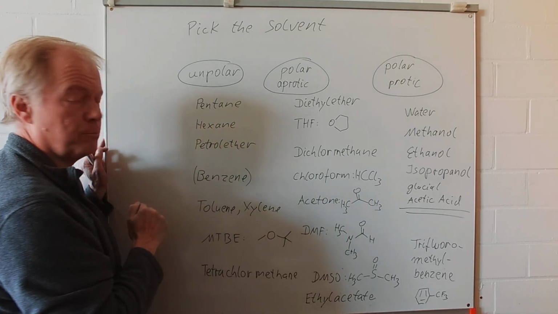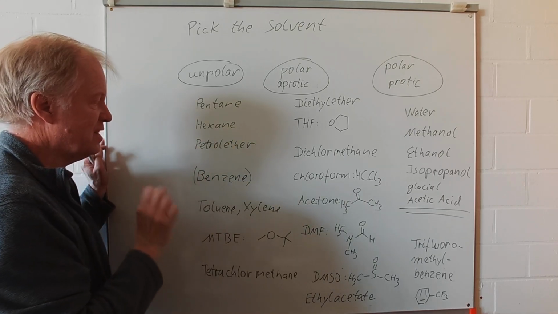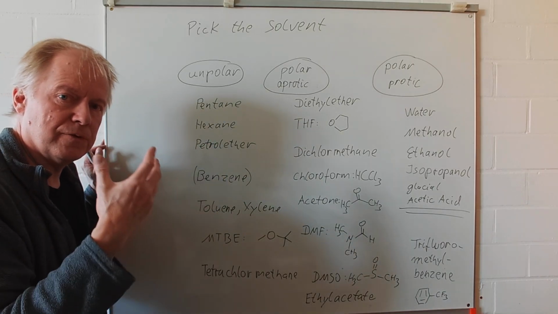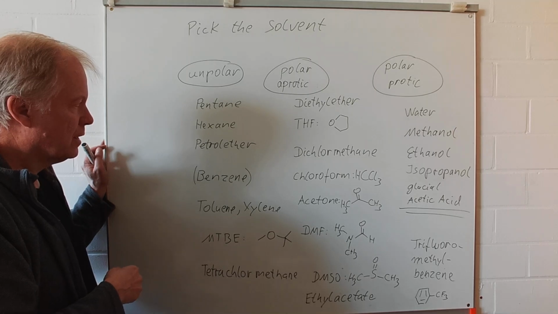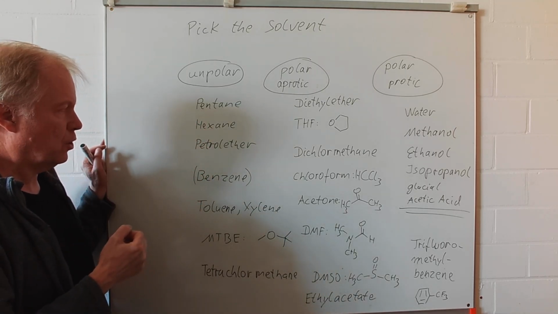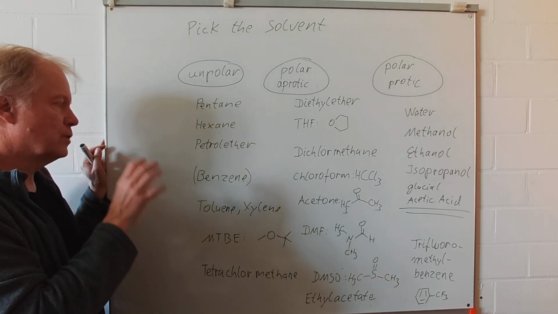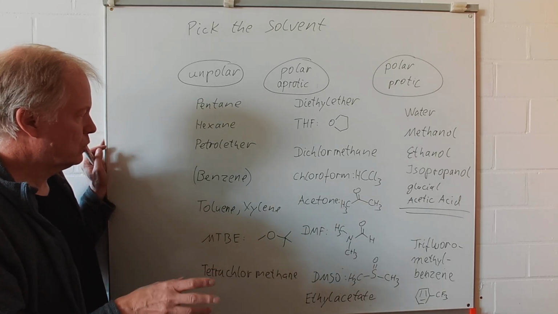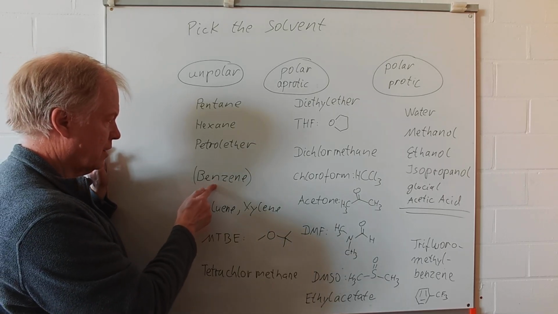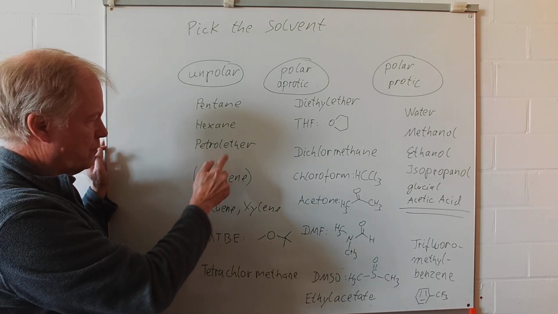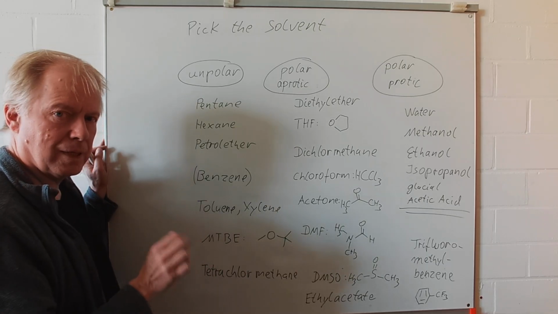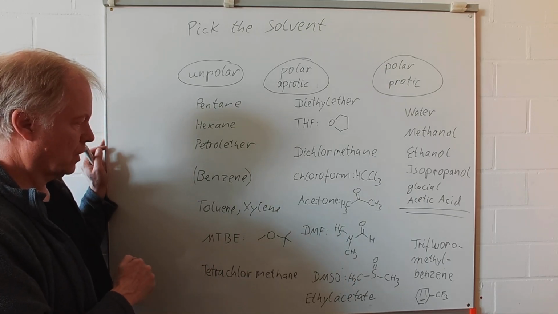I usually prefer petrol ether. It's not an ether with a functional group, an ether functionality. It is the name for the mixture of branched, relatively short alkanes. So then we have benzene. I've put that in brackets. As you know, benzene might cause cancer.